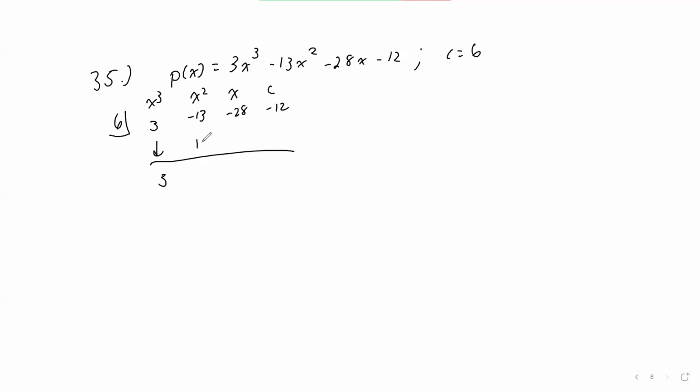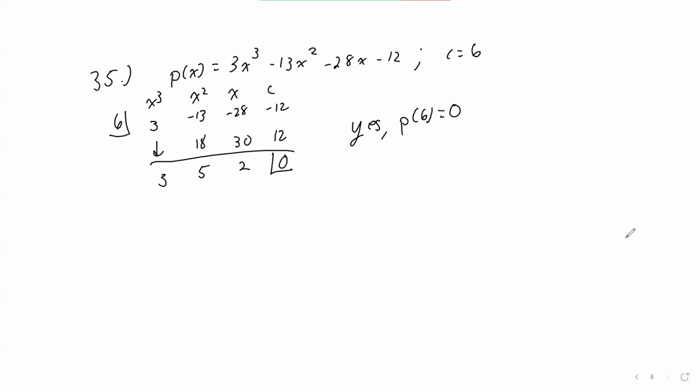6 times 3 is 18. Negative 13 plus 18 is 5. 6 times 5 is 30. Negative 28 plus 30 is 2. 6 times 2 is 12. Negative 12 plus 12 is 0. So this would be a yes. And technically, P of 6 would equal 0.